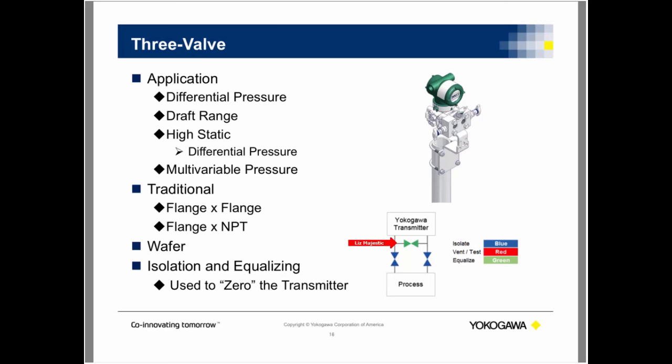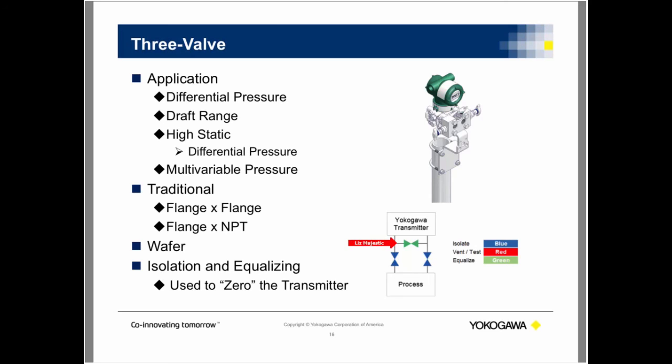And then you're going to open, and then you're going to observe the zero and adjust if you need to. Then you're going to close this green little guy back up and open the downstream valve. And that's generally how you would find the zero for your manifold, for your 3-valve.